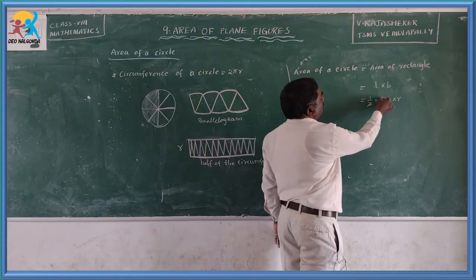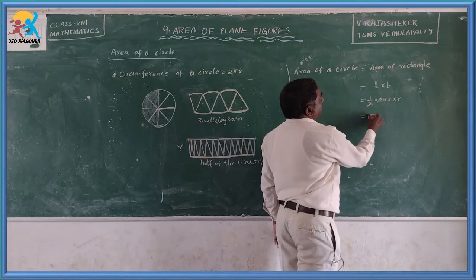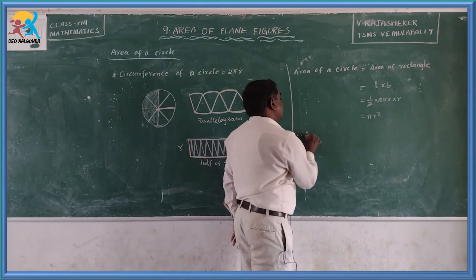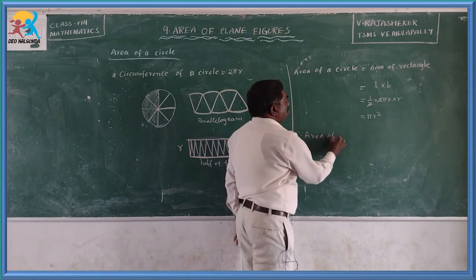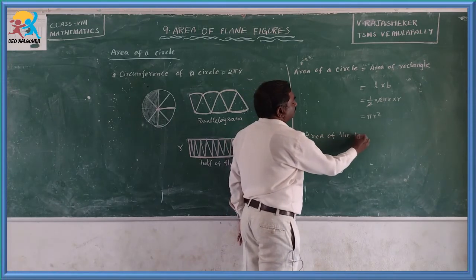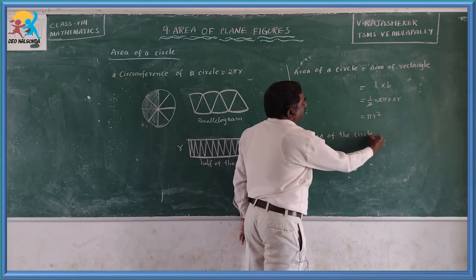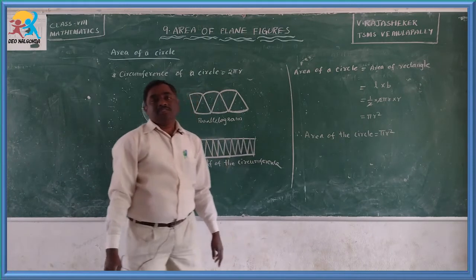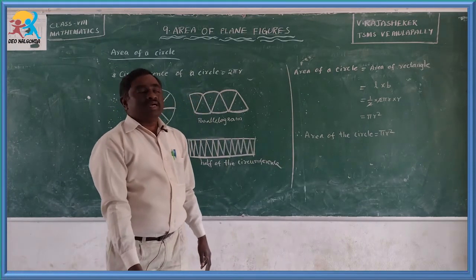So now what do we get? You see, 2 gets cancelled, pi r into r, r square. Therefore we can write area of the circle is equal to pi r square. Area of the circle is equal to pi r square.